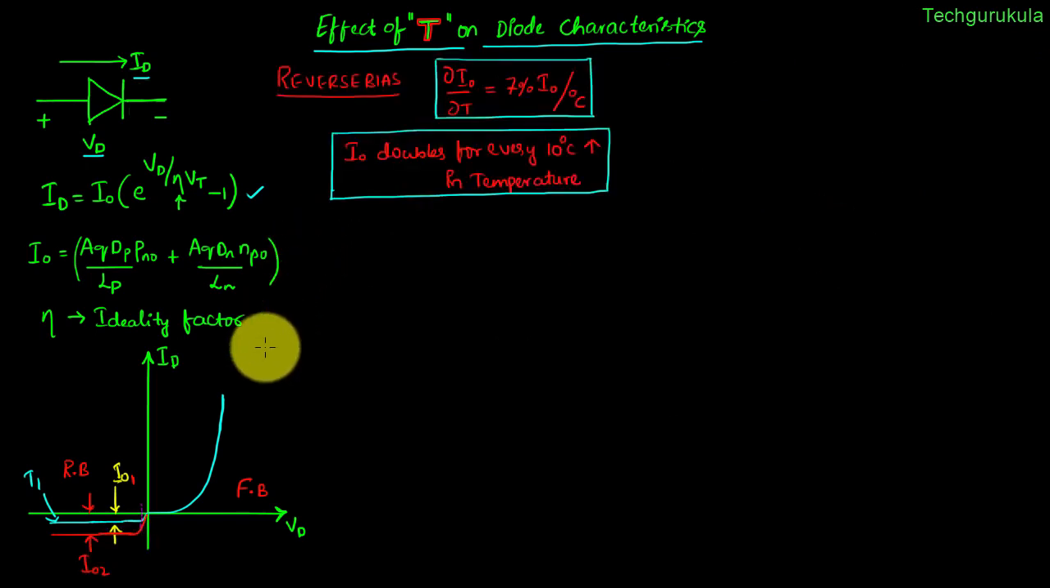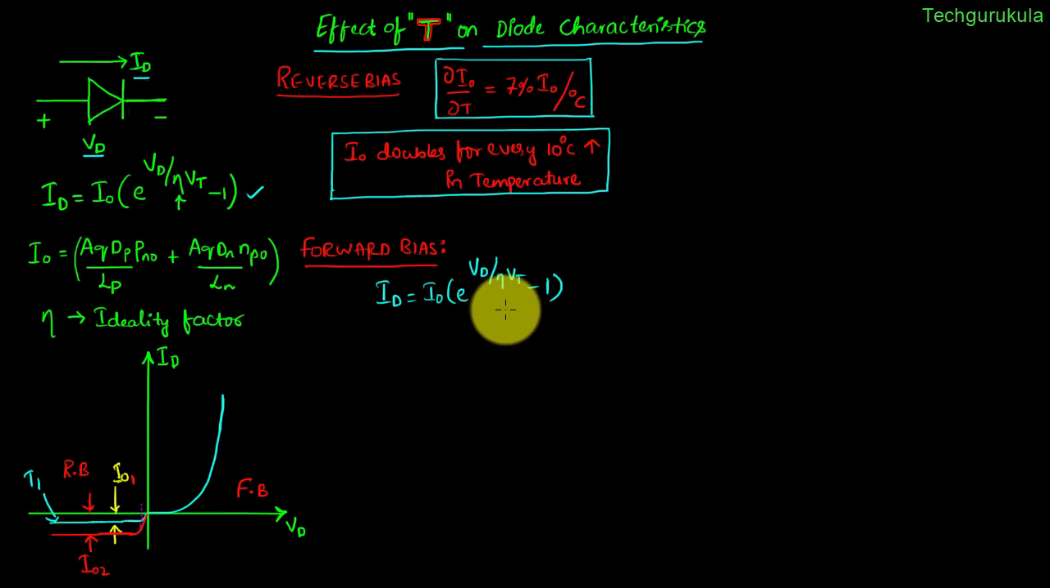Now let us see how temperature impacts the forward bias characteristics. Let me take the diode current equation. As we are in forward bias, Vd is positive. If Vd is greater than or equal to 3 eta Vt, we can neglect the minus 1 term because the exponential term would be far greater than 1. So I'm approximating this to be I naught times e power Vd over eta Vt. We can rearrange the terms to write the expression for Vd like this.